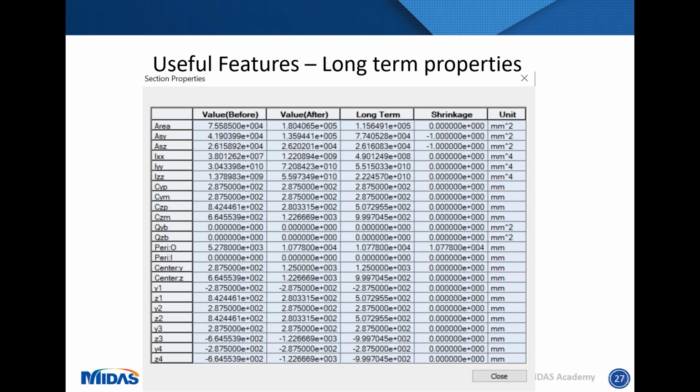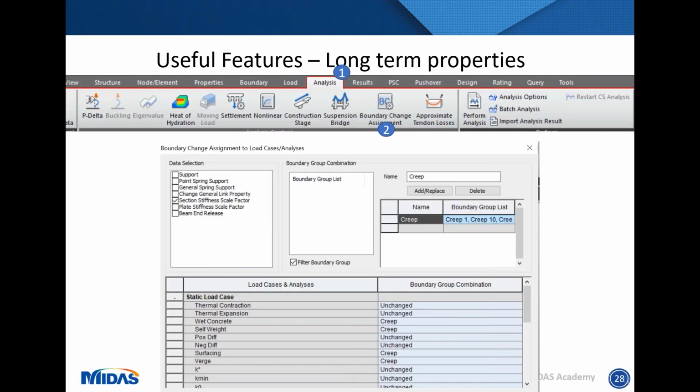But once you've defined your long-term properties and you've put in the two different stiffnesses, the software automatically creates a group for you. So this is a boundary group that is created by the software automatically. And to be able to apply that to your different load cases, within the analysis component of the software, there's an option to use what's called a boundary change assignment. So the group that I was referring to earlier that will be created is specifically a section stiffness boundary condition that you've created.